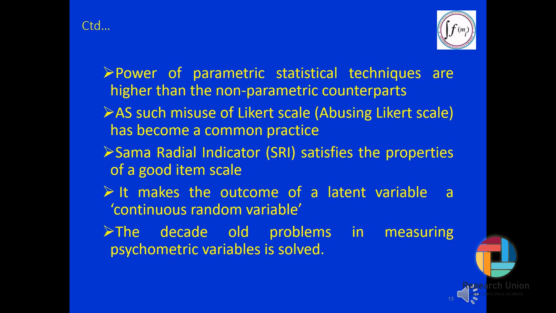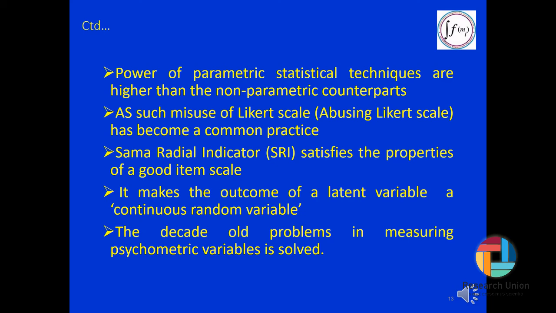The power of parametric statistical techniques is higher than that of their non-parametric counterparts. That means the Z-test and ANOVA are parametric tests, and the Kruskal-Wallis test and Runs test are non-parametric tests. So the power of parametric statistical techniques is much higher than the non-parametric counterparts.